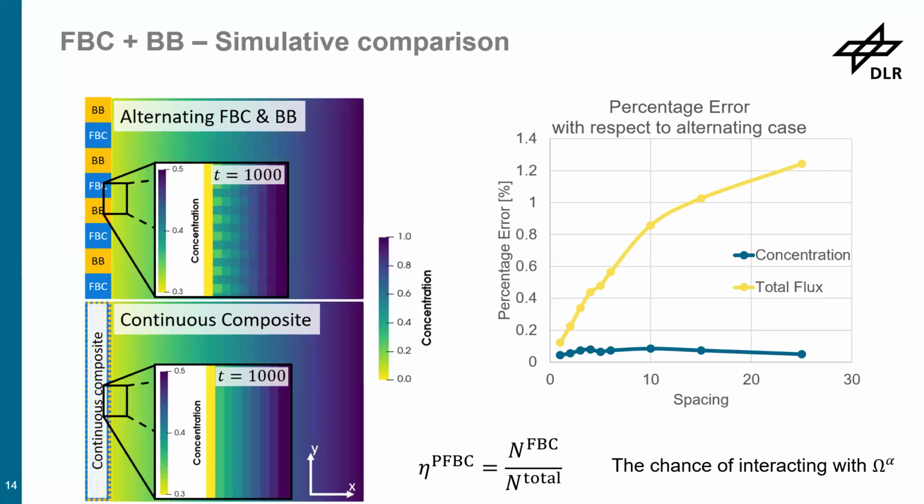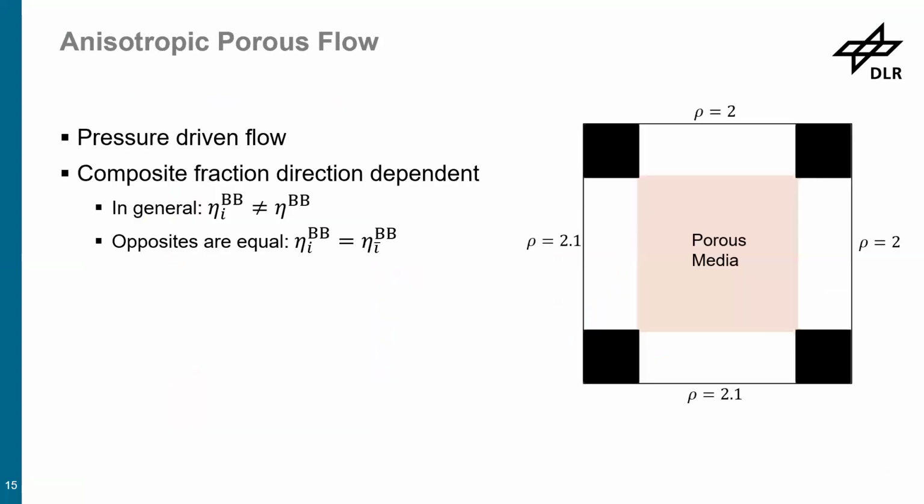But if you have some kind of porous media, what is the chance that it behaves or interacts with a wall? That's a very difficult question. But in literature, it's often shown that there's only one composite fraction, and that's constant in all directions. And I want to play around with that a little bit and make some anisotropic flow through some porous media.